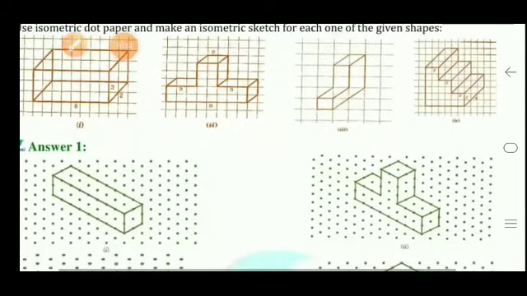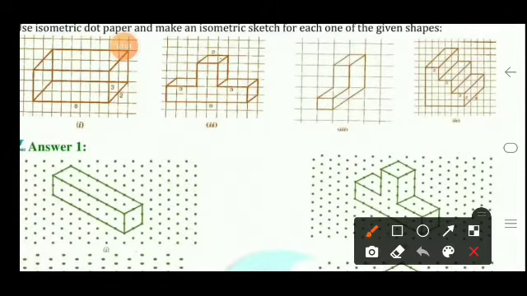In the same way, here the dimensions 2, 3, 3 and 6 are given. So accordingly we are making this: we take 2 dots here, 3 here, 3 here, then 6 here. Likewise we can easily make this.